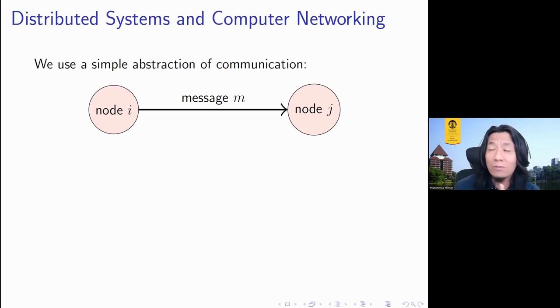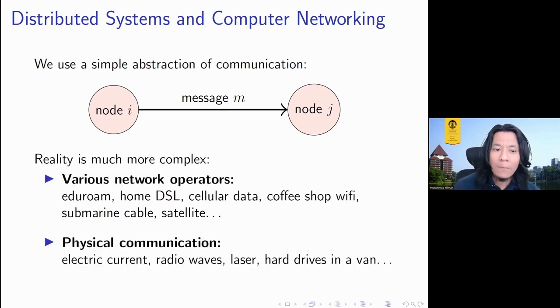Okay, let's see the illustration of how two nodes communicate with each other. So let's assume that there are two nodes, two computers. They want to communicate with each other. Node I will send a message to node J. This kind of activity is a simple communication at a time between two computers, sending the message, simple.